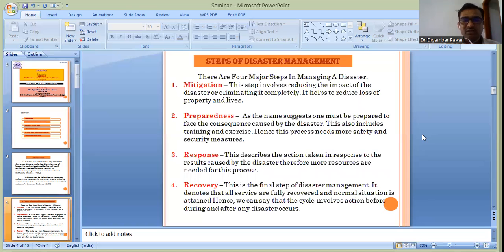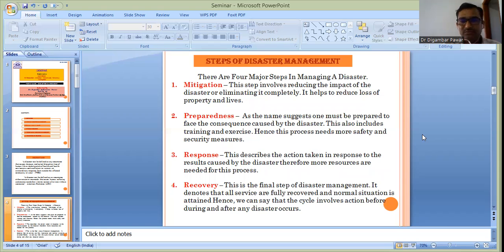Steps of disaster management. There are 4 major steps in disaster management, that is mitigation, preparedness, response, and recovery. Mitigation involves reducing the impact of disasters or eliminating it completely. It helps to reduce loss of property and lives.